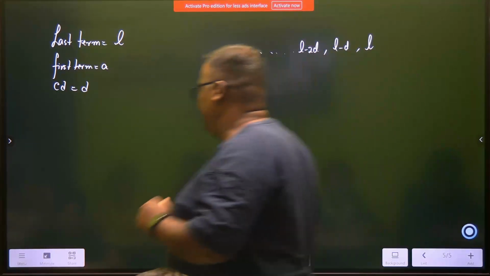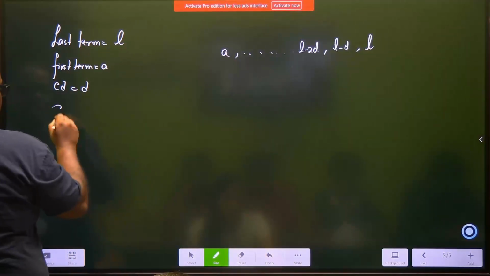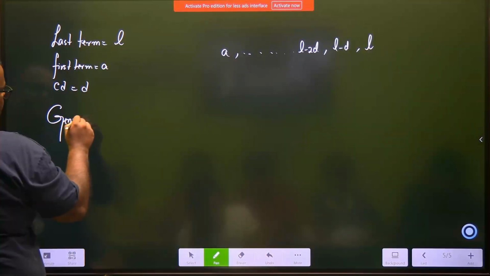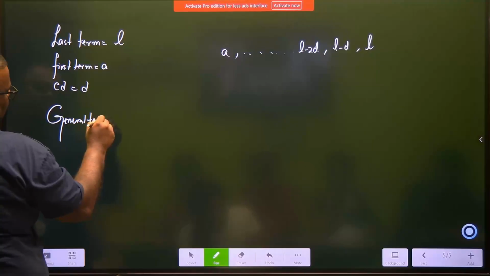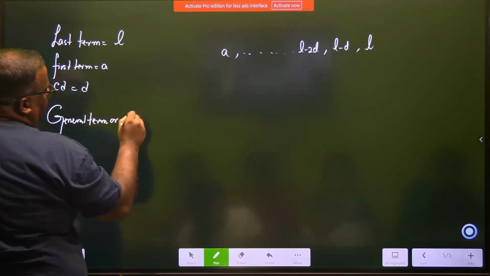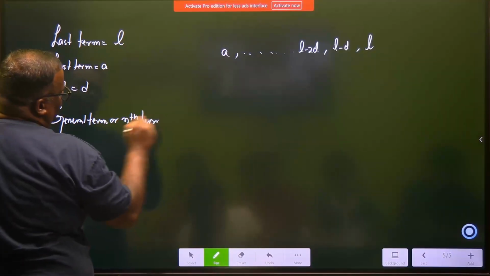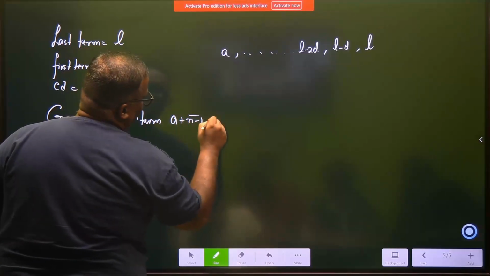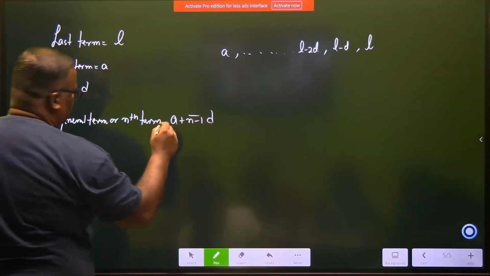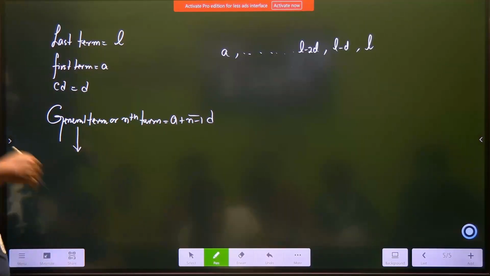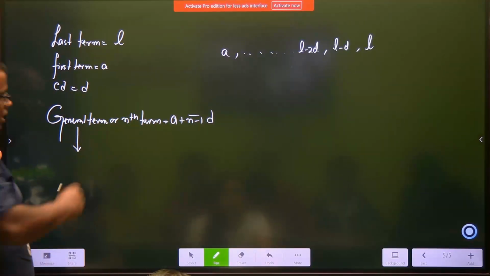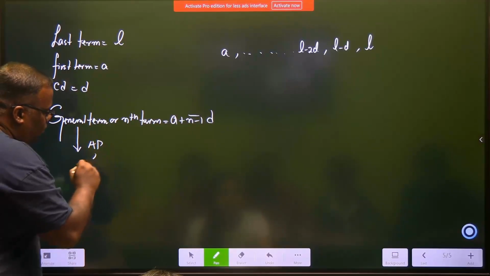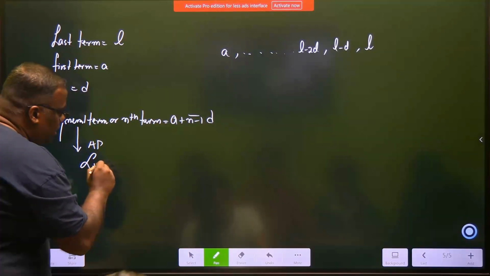Another thing you should write, the general term or nth term, right? What was the nth term you found? A plus n minus 1 into D, right? This is the nth term, or the general term. If it is given in algebraic manner, the general term of an AP always should be linear.